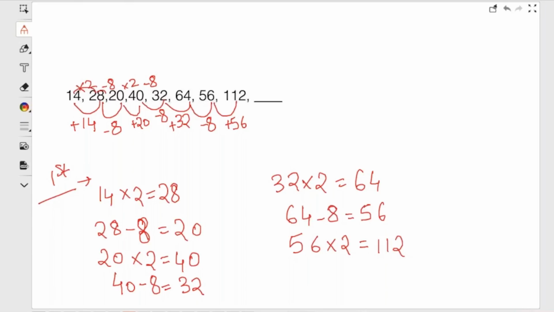So how do we get the next number after 112? By subtracting 8 from it. Because we are alternating between first multiplication by 2, then subtraction by 8. Okay?